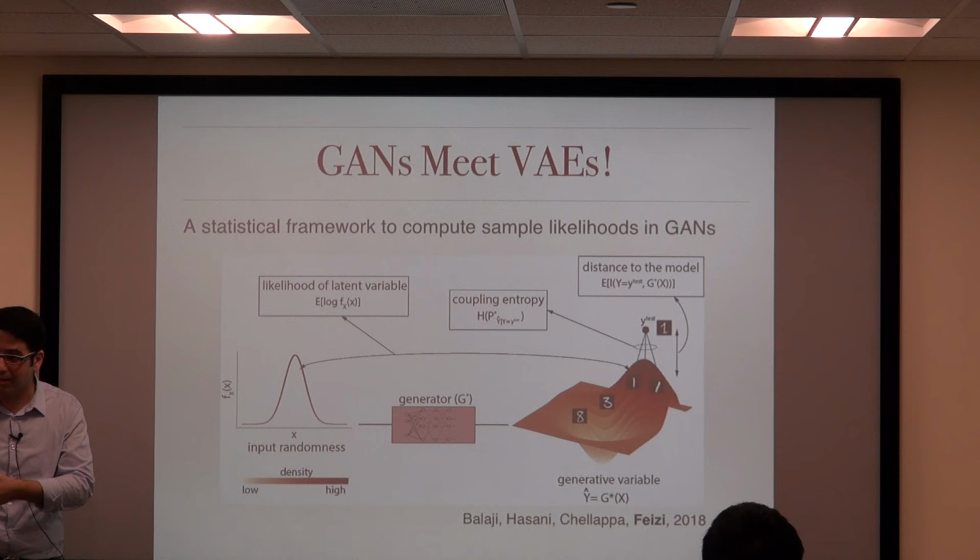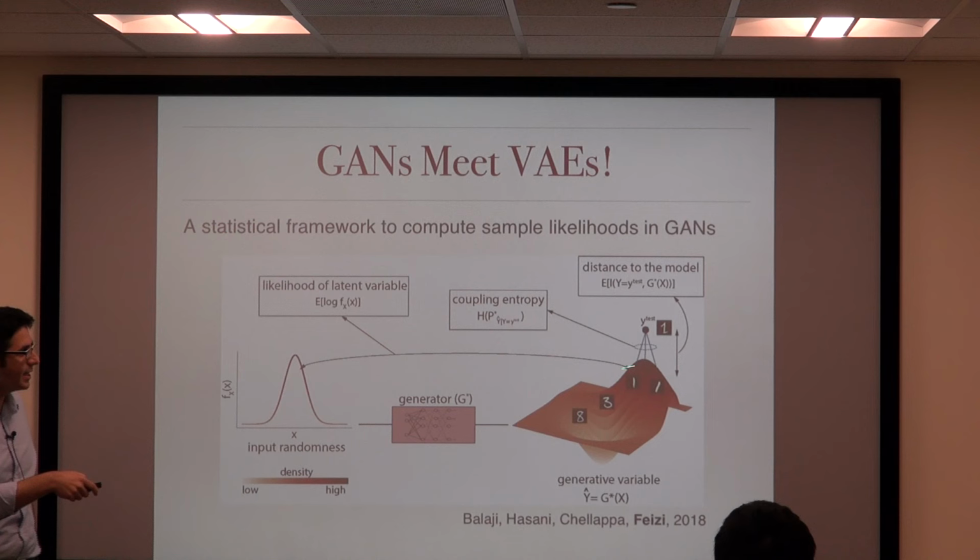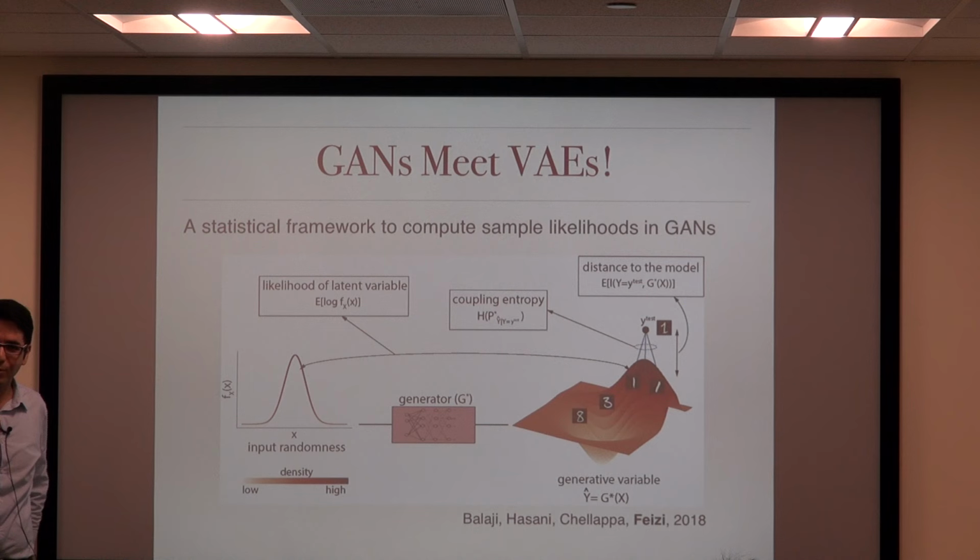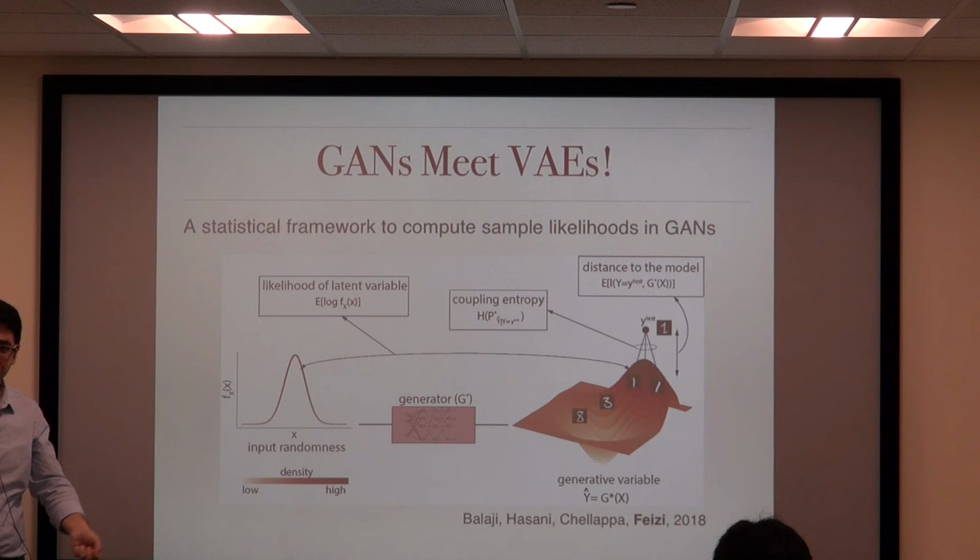Now, we can use that surrogate. It's a little bit complicated, so I won't go into the details. It depends on some entropy regularizations of the couplings that we are obtaining. If we do that, now I have a statistical framework to use in GANs. Not only does it give me a good generative model compared to VAEs and other approaches, but now I can compute likelihoods. Maybe I can do model selection. Maybe I can do multiple hypothesis correction.